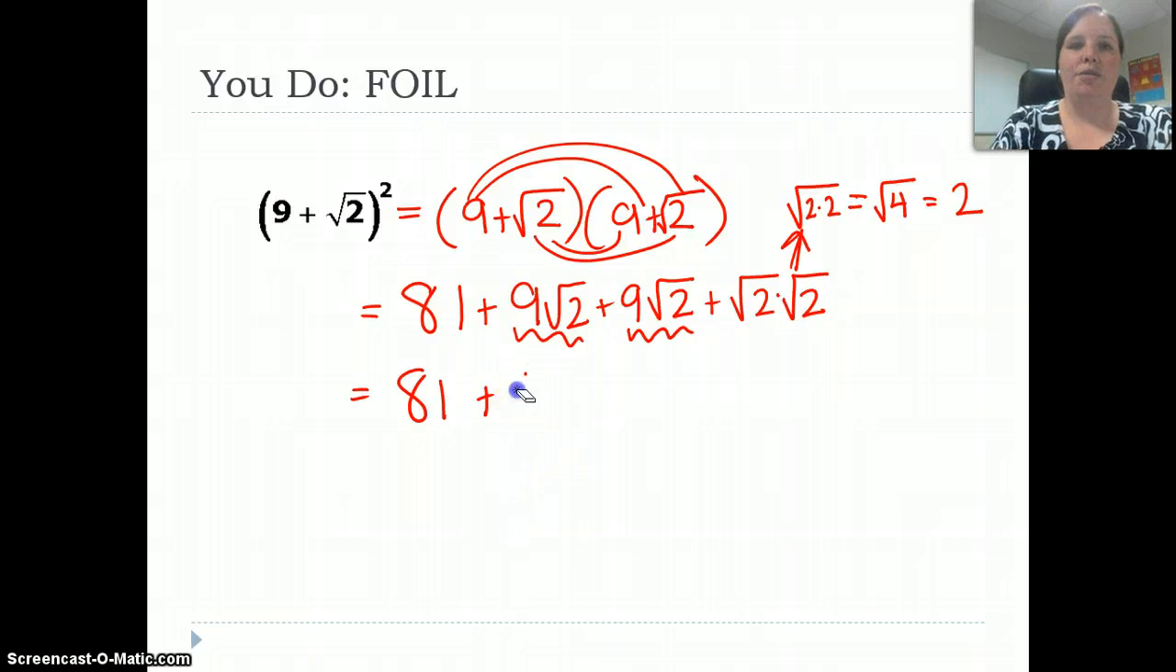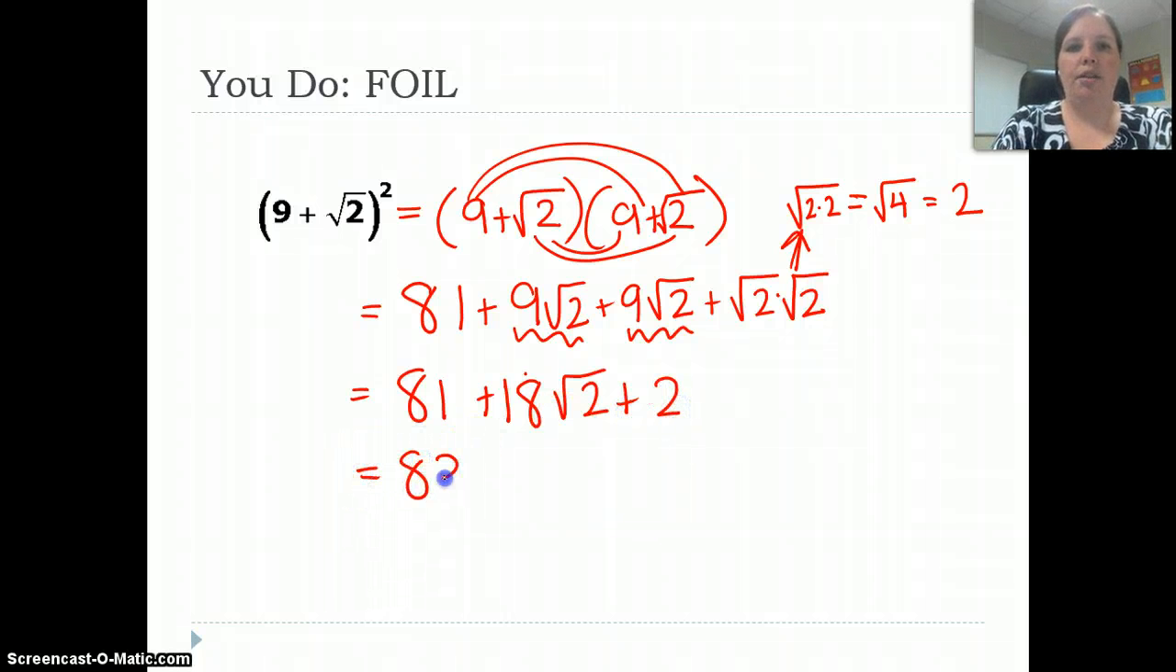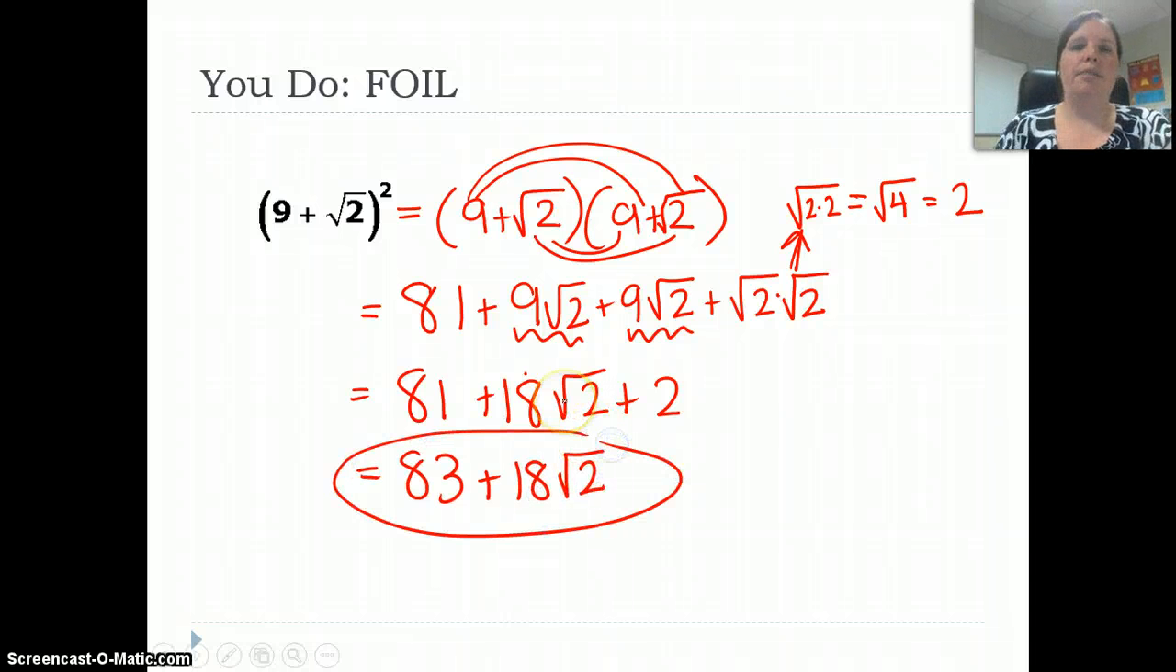I was meaning to write 18 there. Plus 18 root 2 plus 2, so that's 83 plus 18 root 2. Normally, the accepted way to write these is to leave the radical term at the end. But again, we can't combine these now because this has a root 2 on it, the 18 root 2, and this has no roots on it at all. So that's pretty much all the multiplication we've seen, and we're just adapting it to radicals.